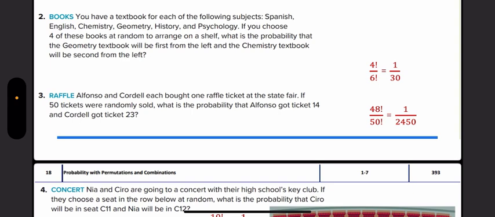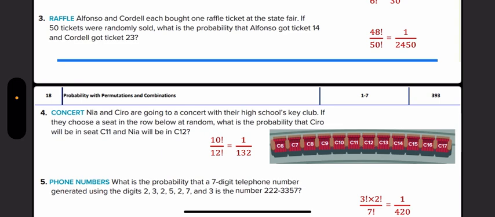In this case, I don't know which one will come first, which one will come second, so I will add the 2 factorial to the numerator. Now, question 3. Alfonso and Cordell each bought 1 raffle ticket at the state fair. If 50 tickets were randomly sold, what is the probability that Alfonso got ticket 14 and Cordell got ticket 23? First of all, how many tickets am I choosing from? 50 tickets, right? So I will put 50 factorial in the denominator.